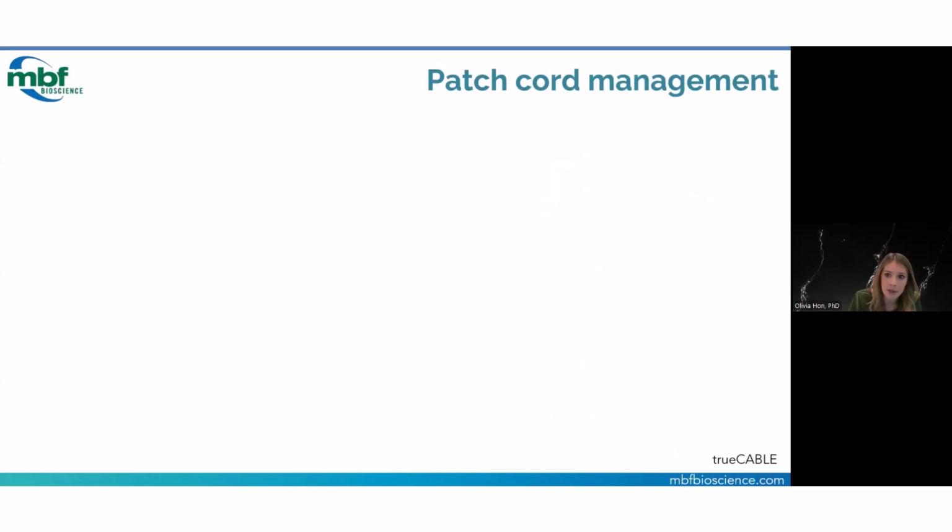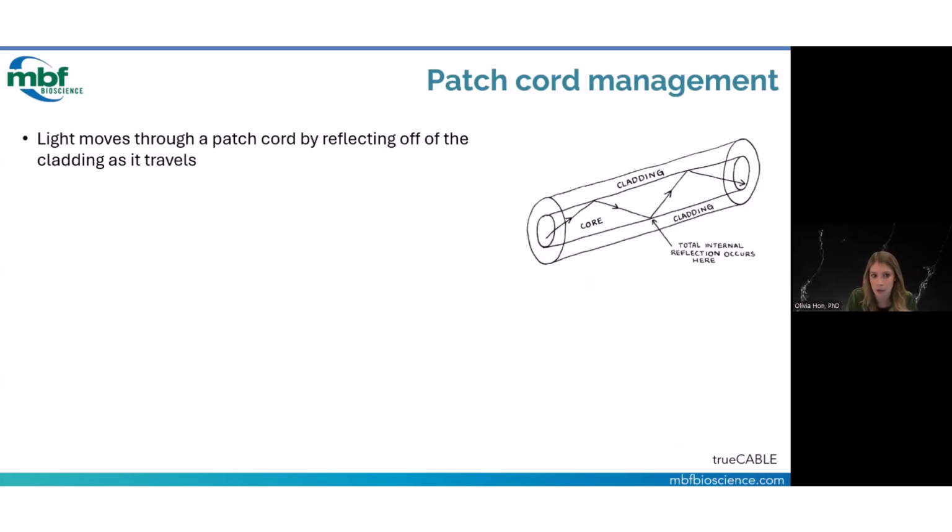Okay, patch cord management. This is something that comes up a lot. With photometry, you have to have your mice tethered, which can be a little bit problematic, but there are ways to mitigate issues with this. But first, I want to talk a little bit about how light propagates through a patch cord. A patch cord is made up of multiple layers of silica, and those layers have different refractive indexes. So when light travels through a patch cord, it essentially bounces back and forth off of the internal surface of the cladding of the fiber, and it travels up the fiber.